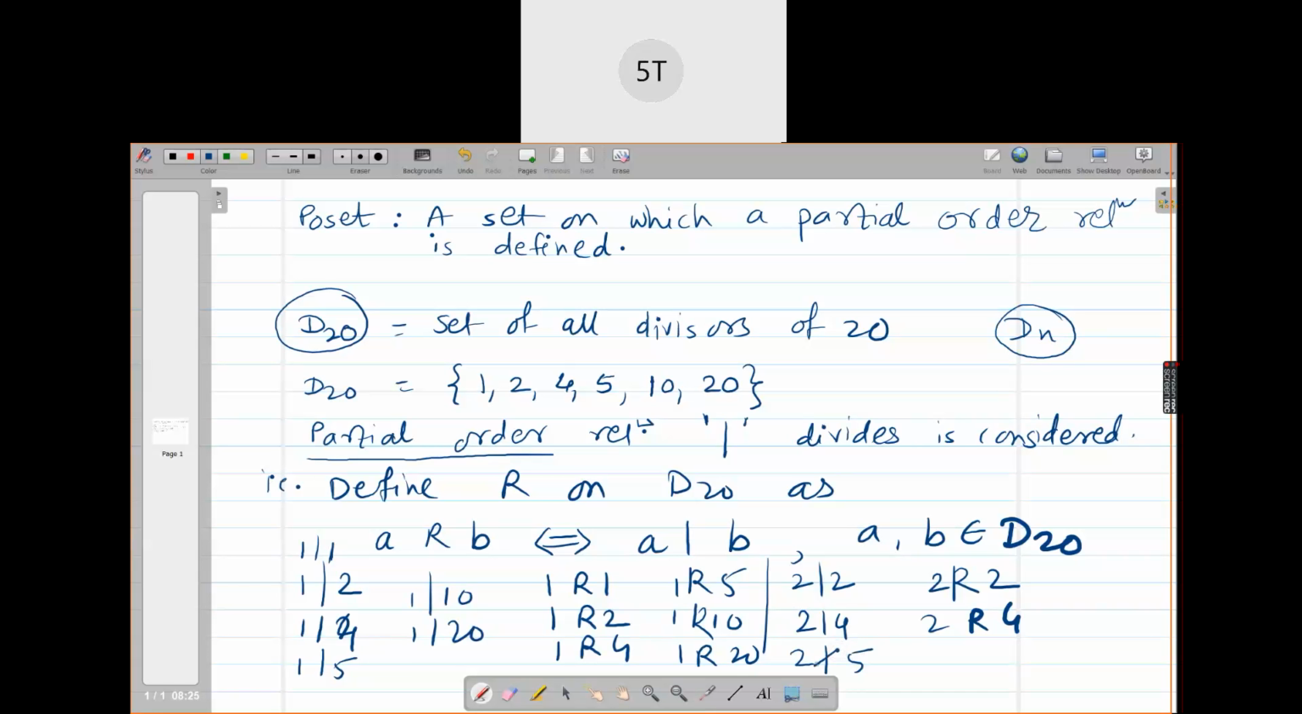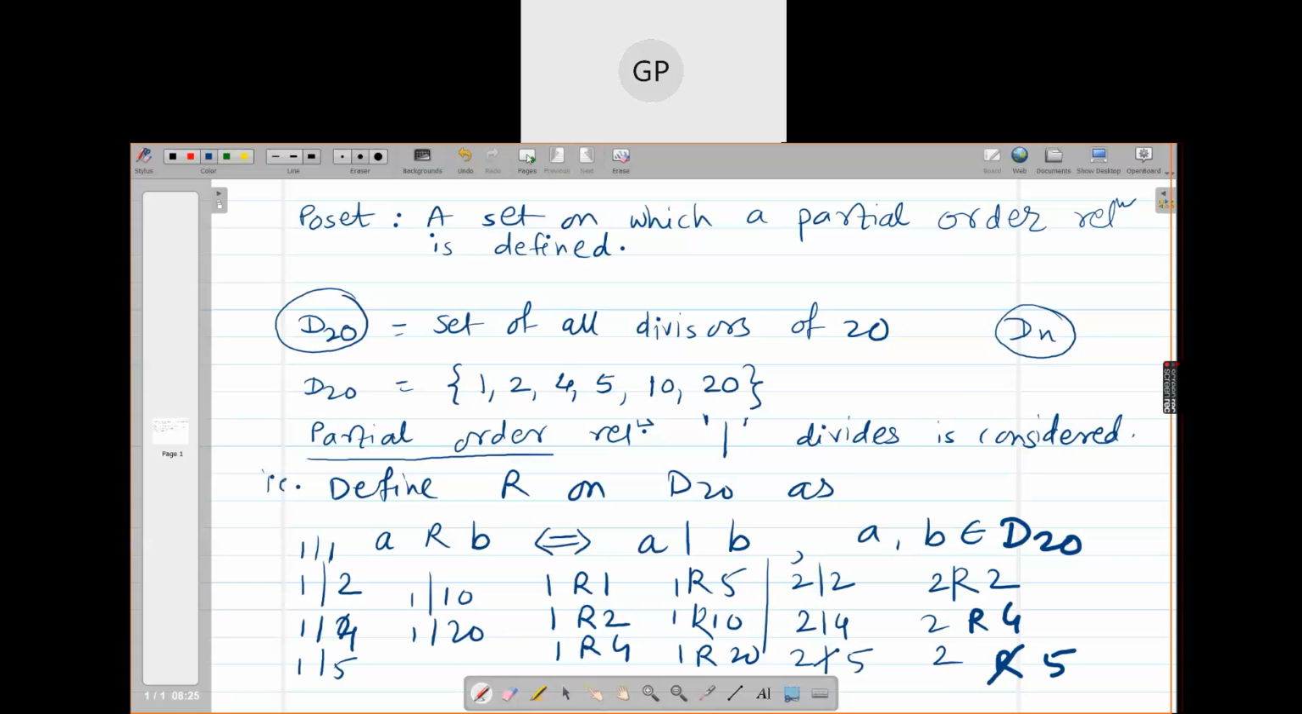No. 2 does not divide 5. Therefore 2 is not related to 5. Do you understand this? So it is not compulsory that every element is related to itself under this divides relation in D20. 2 and 5, they are not related to each other under this relation.